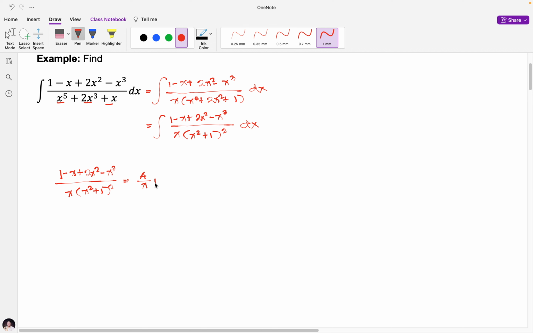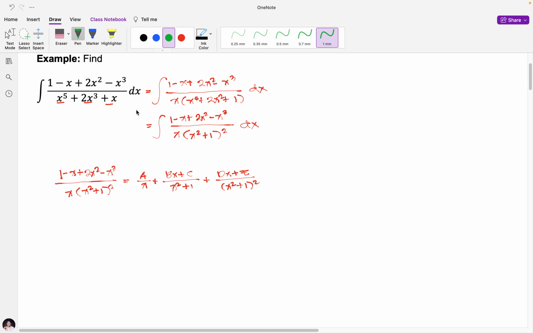Plus, since we have an exponent equal to 2, we will have a term for x squared plus 1 and a term for x squared plus 1 squared. So that is bx plus c, kasi quadratic siya, over x squared plus 1, plus we have dx plus e all over x squared plus 1 squared. So I hope that is clear.